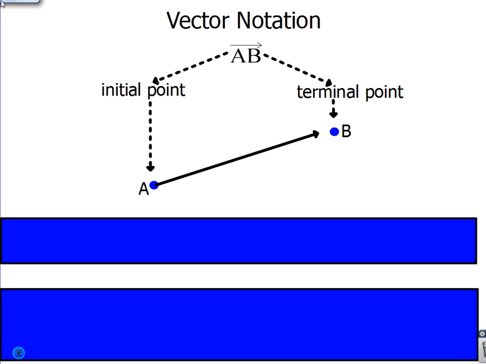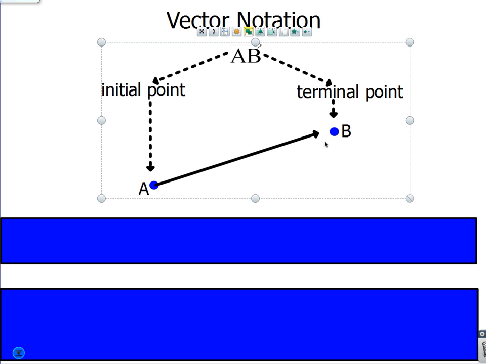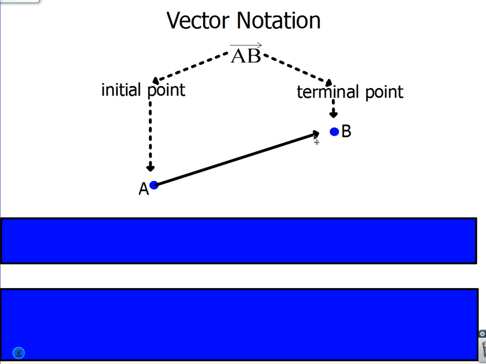Here you go, vector notation. All vectors have initial points and terminal points. Kind of like with the baseball problem, the initial point was where the ball was hit. The terminal point gave you the size and direction of where it was going. So the initial point and terminal point, for some reason I've not got those attached there. That B should be on the tip of that.